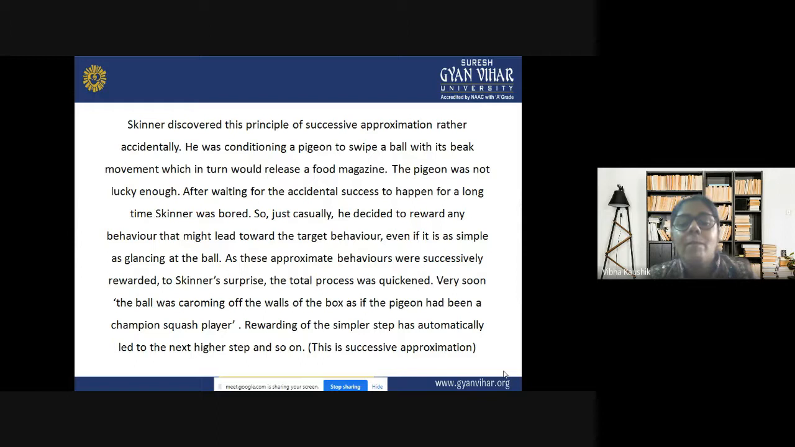As these approximate behaviors were rewarded, to Skinner's surprise, the total process was quick. Very soon, the ball was caroming off the walls of the box as if the pigeon had been a champion squash player. Rewarding the simplest step has automatically led to the next higher step and so on. This is successive approximation.